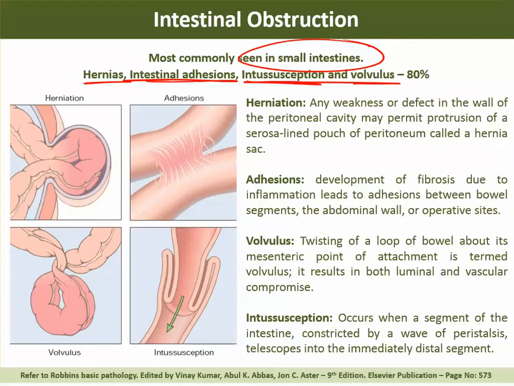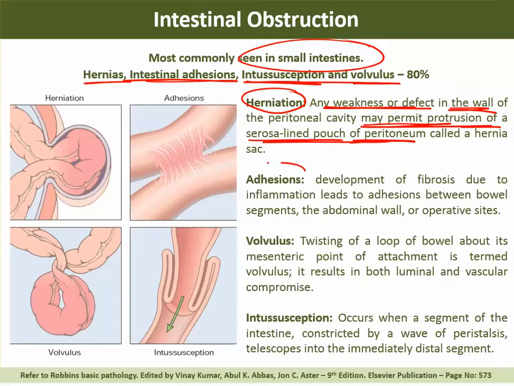Hernia means any weakness or defect in the wall of the peritoneal cavity. If there is any defect or weakness in the abdominal wall, then the intestine can protrude outside, which may permit protrusion of a serosa-lined pouch of peritoneum. You all know the intestines are covered by peritoneum, right? Now we have an abdominal cavity and abdominal wall. If the abdominal wall is weak, for example, the umbilical area is an area where there is weakness, the peritoneum can protrude into the umbilicus, and when the peritoneum protrudes, some part of the intestine also comes out. This is called a hernia. The most common example is the umbilical hernia, where it comes out at the umbilicus.